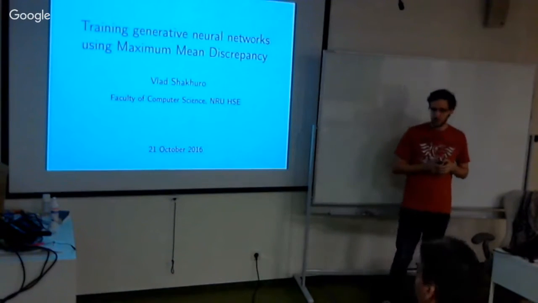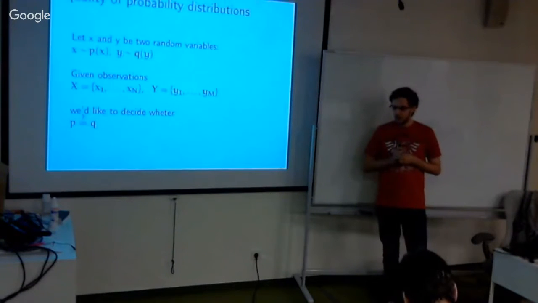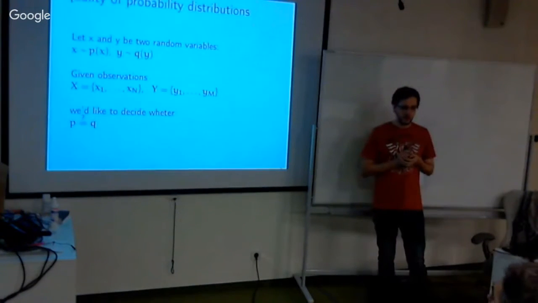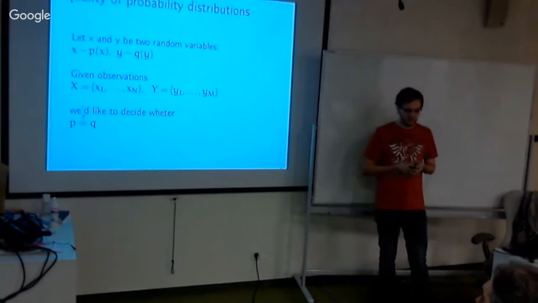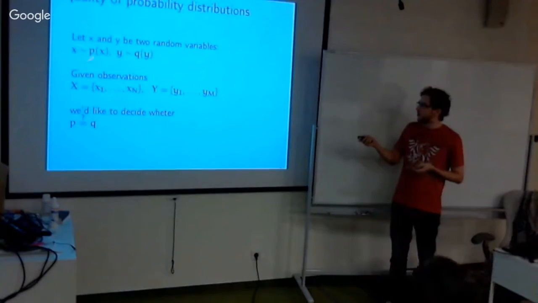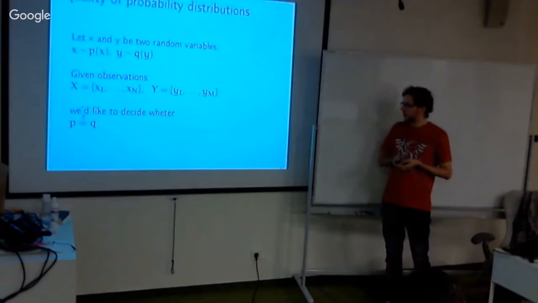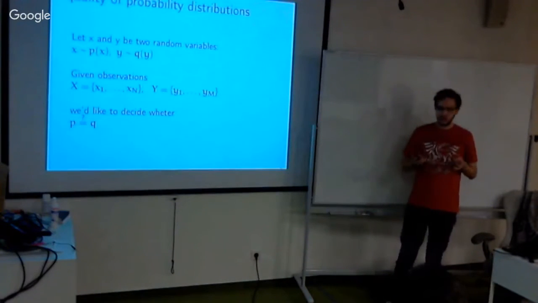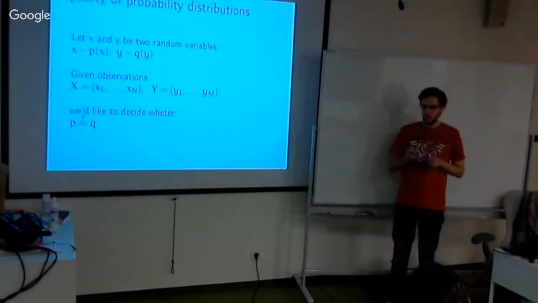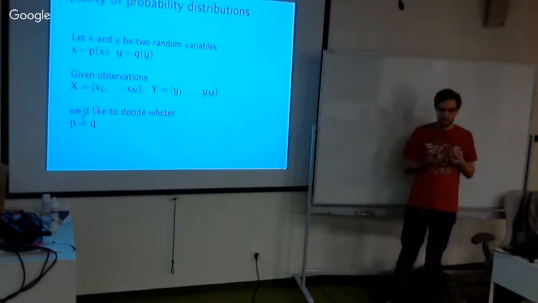Okay, so let's start with definition of our problem. For instance, we have some MNIST images and we want to train our neural network to generate images which look like MNIST images. So we assume that we have 2 random variables, x and y, with 2 distribution functions, p and q, and we have observations on these random variables, and we'd like to decide if p is equal to q. So what does it mean? We have some real data, we have some neural network, and we'd like to know if our neural network generates images that are similar to real images, and we'd like to measure it somehow.